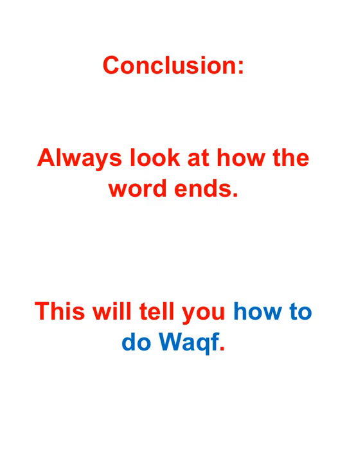So the conclusion, children, is how do you do Waqf? You look at how the word ends. This will tell you how to do Waqf. You need to look at how the word ends. Does it have a round ta? Does it have fathatain? Does it end with an alif? Does it end with a standing fatha? If it's none of these, what do we do? We put a sukoon at the end. We knock off whatever there is and we put a sukoon at the end.